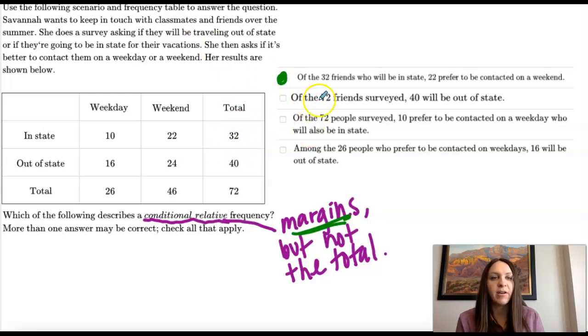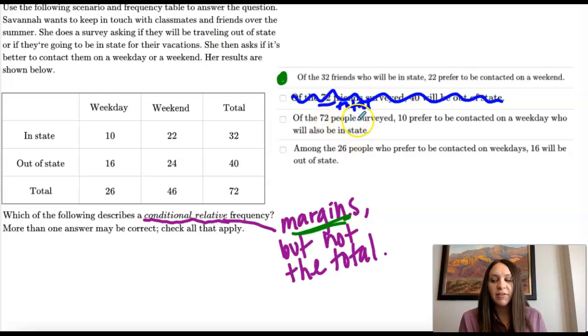So the next one, out of the 72 friends surveyed, 40 will be out of state. This is true, but the 72 is our very total. These in-state, out-of-state add to 72. The weekday, weekend, those add to 72. So because we're talking about the total, this is not conditional relative. That's not right. Okay, that would be marginal frequency.